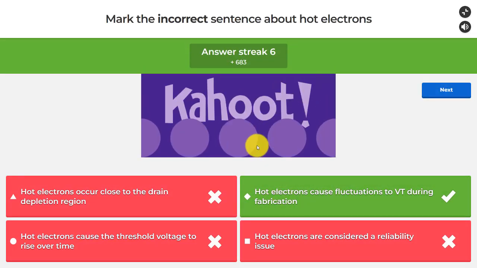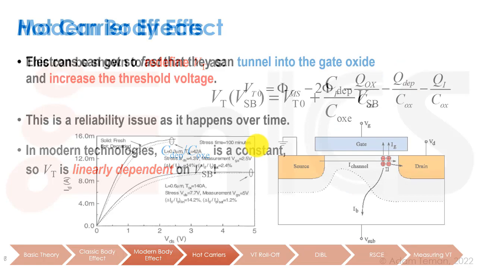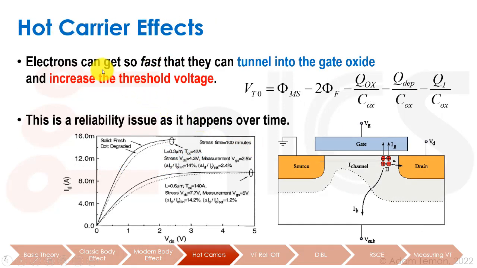Well, let's go back to our slide, and what are hot carrier effects? The hot carrier effects are that electrons get so fast that they can tunnel into the gate oxide and increase the threshold voltage. So what happens is that we first put a gate voltage over here, and we cause these field arrows to appear over here, and they create the inversion inside the channel, right? They pull the electrons over here and cause inversion.